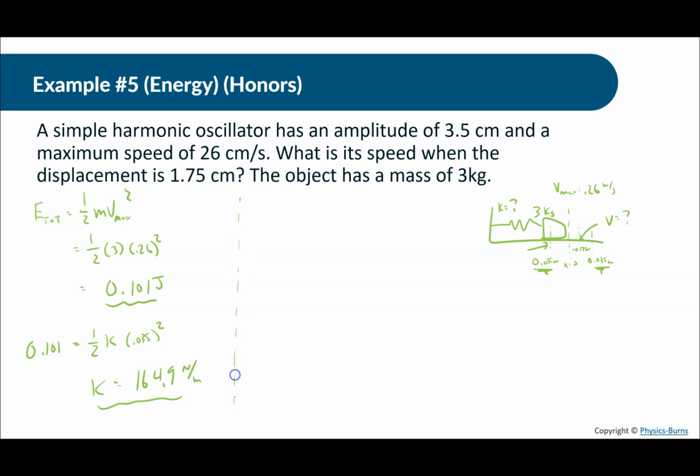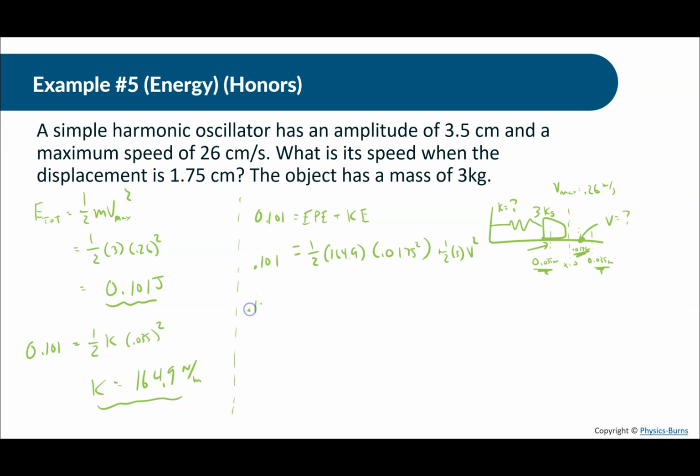All right, now finally we can try to solve this. Okay, so we know the total energy is 0.101. We know when it's at this 0.0175 meter mark, there's both elastic potential energy and kinetic energy. So 0.101 is going to be equal to 1/2 K, which we found, 164.9, times how far it is, which is 0.0175 squared, plus 1/2 M V squared. That's what we're looking for, V.